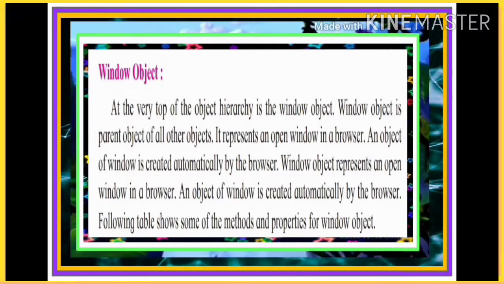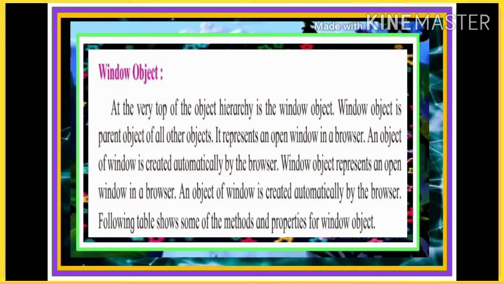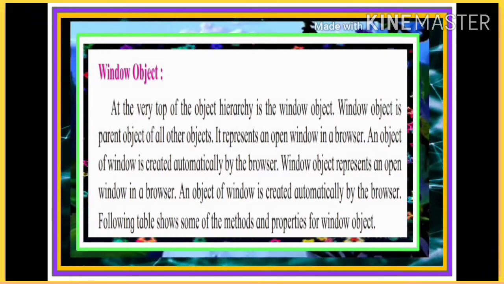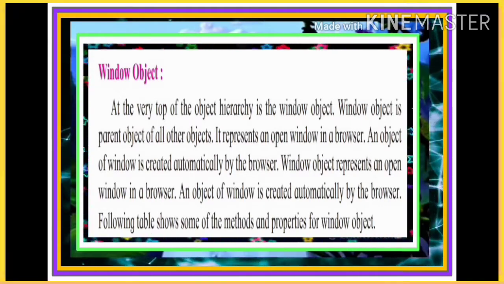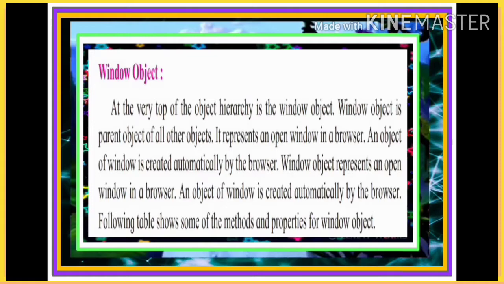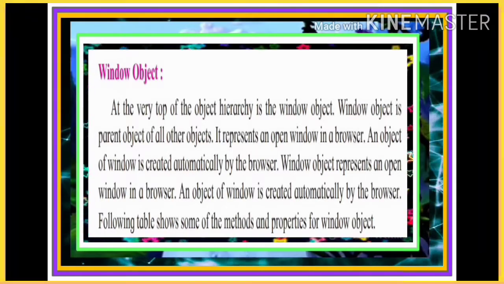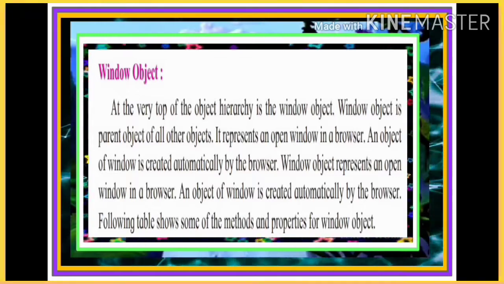At the very top of object hierarchy is the window object. Window object is parent object of all the other objects. It represents an open window in a browser. An object of window is created automatically by the browser. So, window is a parent object of all the other objects.